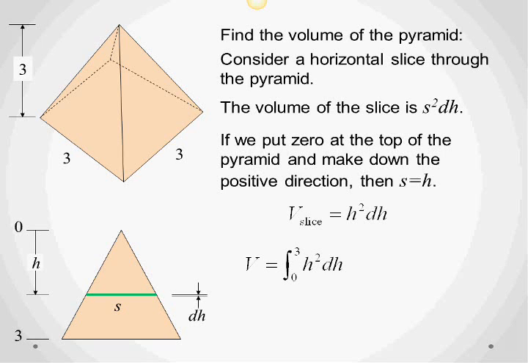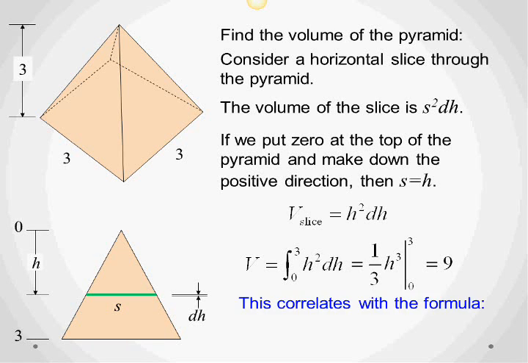If I integrate that over 0 to 3, the antiderivative of h squared is h to the third over 3. And then I'm going to integrate it from 0 to 3. I will get 9. Well, I know that 3 times 3 times 3 is 27, and then I cut that by a third, and I will get 9. This correlates with the formula volume equals 1/3 big B, the area of the base, times your height.